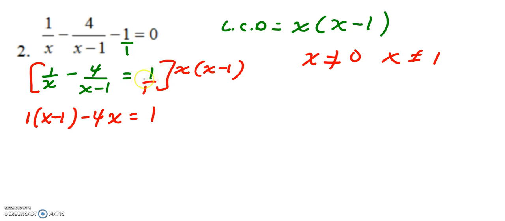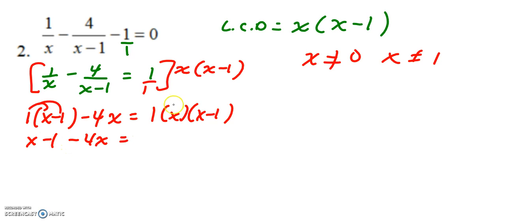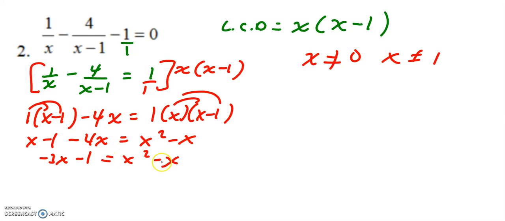Just like last time, this is going to need both pieces, so it's going to need the x and the x minus 1. So if I simplify this, we would have x minus 1 minus 4x equals x squared minus x. Again, just like last time, if I get everything to the other side, well, let me simplify first. Negative 3x minus 1 equals x squared minus x. 0 equals x squared plus 2x plus 1.